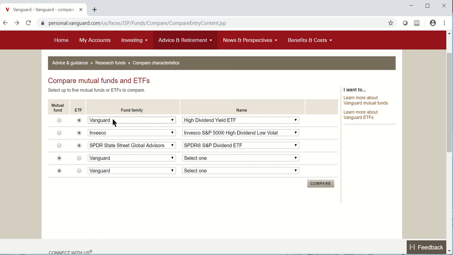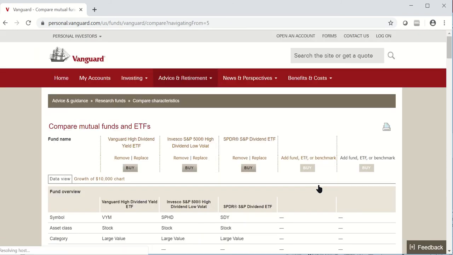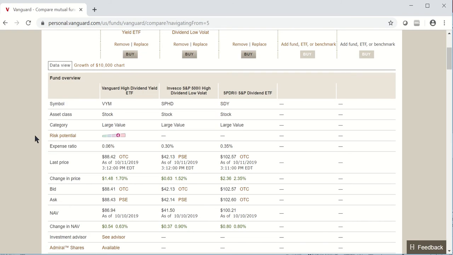So now I put all three from Vanguard, Invesco, SPDR, the respective ETFs I'm looking at, and then I compare them side by side. This will be a very good tool if you have 2 or 3 ETFs in mind, or more than that, to compare their performance. This way I can put Vanguard, Invesco, and SPDR side by side and look at what the differences are.